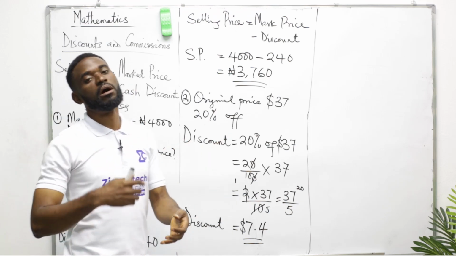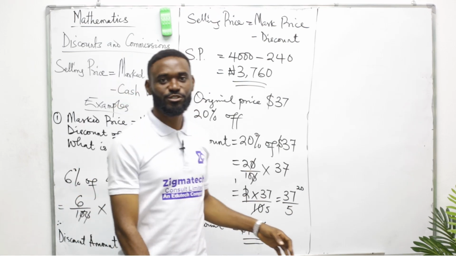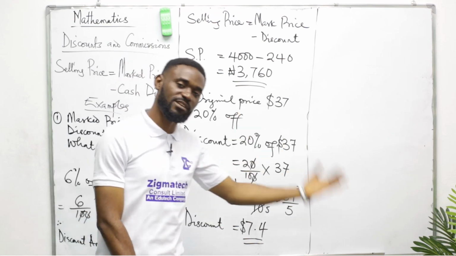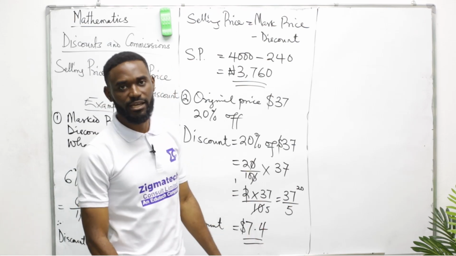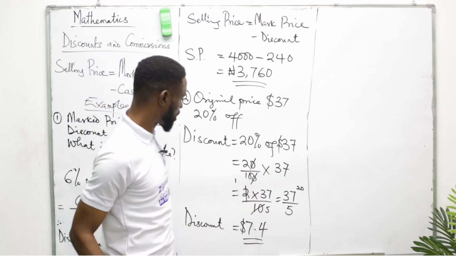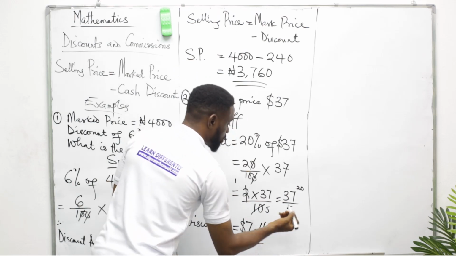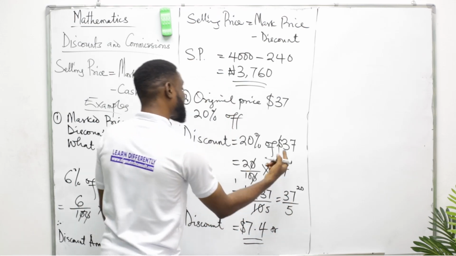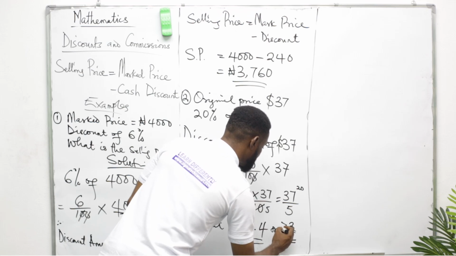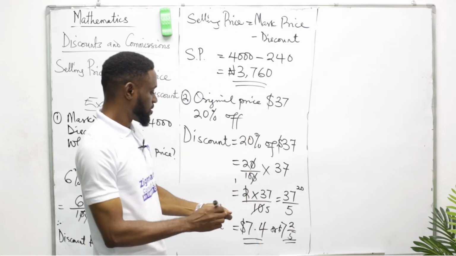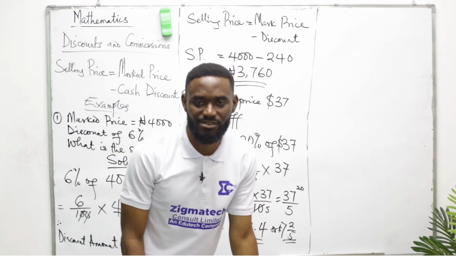But then, you know why I had to put in decimal. Money is not kept in fraction. So if you want to put it in any fraction, it should be in a decimal fraction, just like we have in Naira and Kobo. So this is $7.4. Or if you want to put it in mixed fraction, 5 into 37 will give us 7 whole number, 2 will be left, 2 over 5 dollars. Okay, so that is what was taken out from the original price of 37 naira.